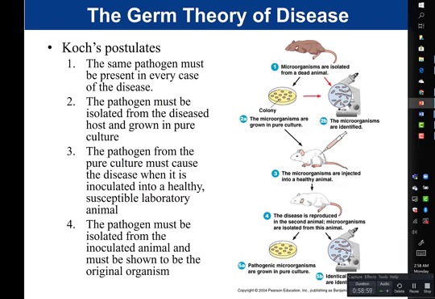And the last part of this is that the pathogen must be isolated from the inoculated animal and must be shown to be the original organism. So that's the step 5. So if you take that organism that died, the one that you inoculated, and now you take it and you look at the types of microbes that are present, if this is true, if that particular microbe causes that disease, you need to see that same microbe at the end that you saw in step 2. That would show that that microbe is the one that's responsible for causing the disease.